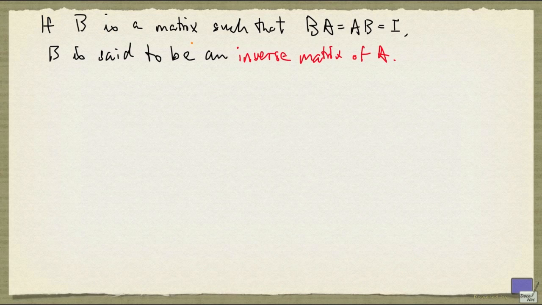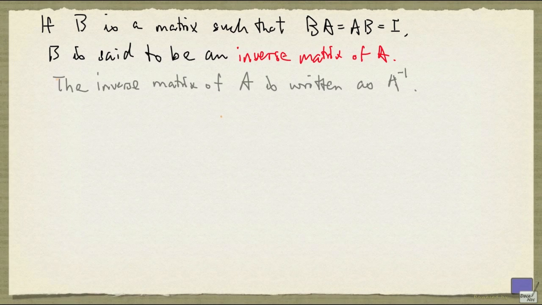So we're going to define the inverse matrix of A as follows. If B is a matrix such that B times A equals A times B equals the identity matrix, then B is said to be an inverse matrix of A. And one can easily show that inverse matrices are unique. And so the inverse matrix of A is usually written as A superscript minus 1.